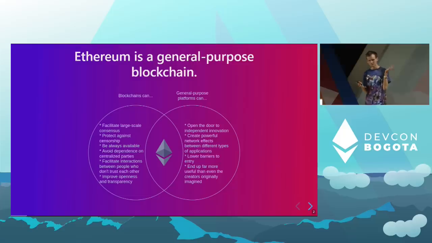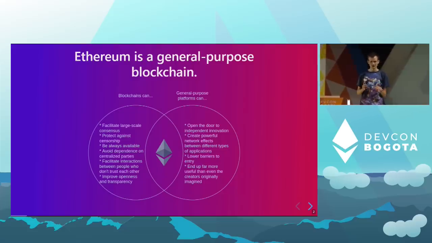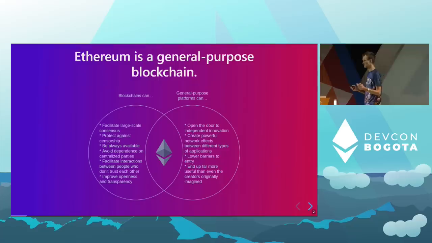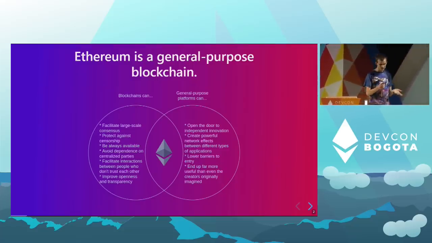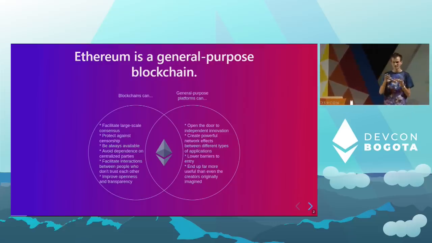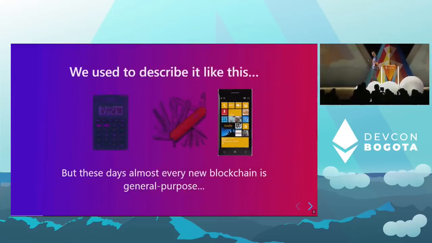But general purpose platforms lower the barriers to entry. They make it simpler to build. They enable a lot of innovation. And often general purpose platforms end up being far more useful than even the creators originally imagined. So Ethereum is a general purpose blockchain, right? And so Ethereum tries to be both. This is one of the 3-minute pitches of what Ethereum could allow you to do. So what is Ethereum and how does this work?